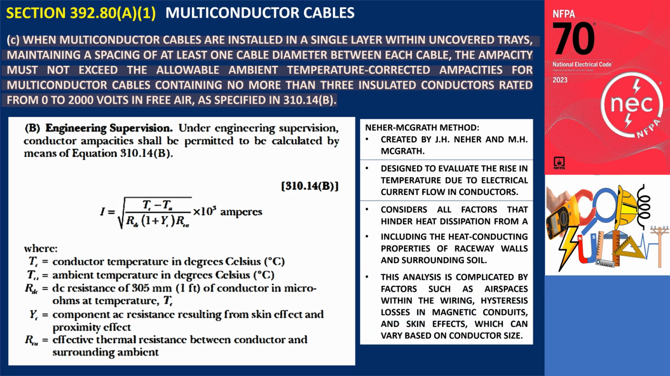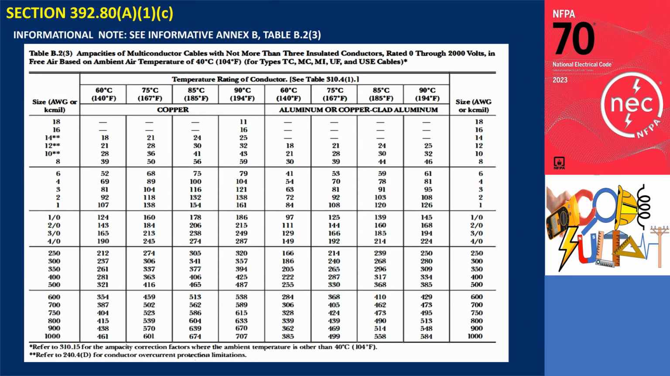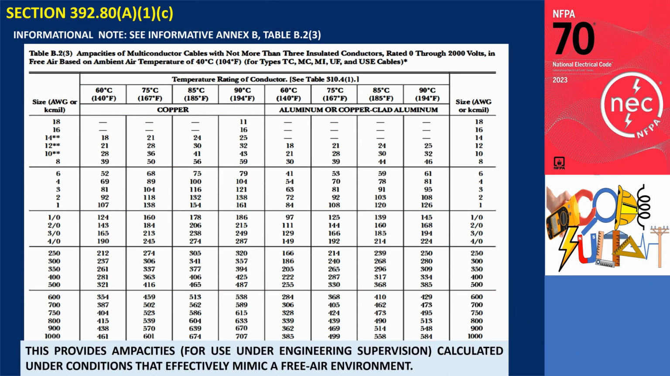Further, this analysis is complicated by factors such as airspaces within the wiring, hysteresis losses in magnetic conduits, and skin effects, which can vary based on conductor size. Proper application of the Neher-McGrath formula necessitates a highly experienced electrical engineer who specializes in these calculations, which is why Section 310.14(B) requires engineering supervision. Furthermore, the informational note of this subsection points to a table in Annex B, Table B.2.3, which provides ampacities, for use under engineering supervision, calculated under conditions that effectively mimic a free air environment.